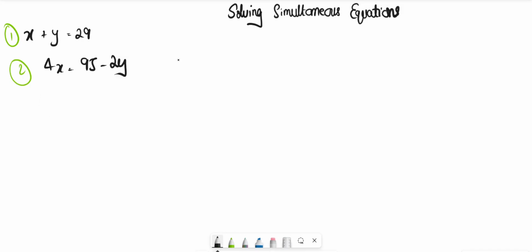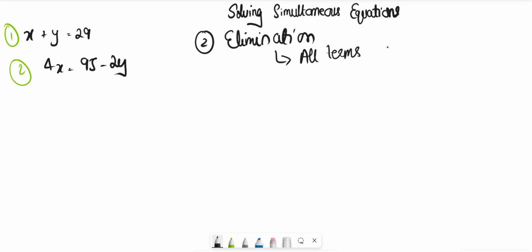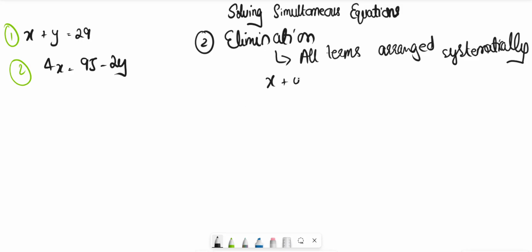Let's solve this equation by using method 2, which is elimination. First things first, when it comes to the elimination method, we must make sure that all terms are arranged systematically. x plus y equals 29. 4x plus 2y equals 95, right? Why was it important for us? Because we had to make sure that all of these are arranged in such a way that it's easier for us to manipulate.